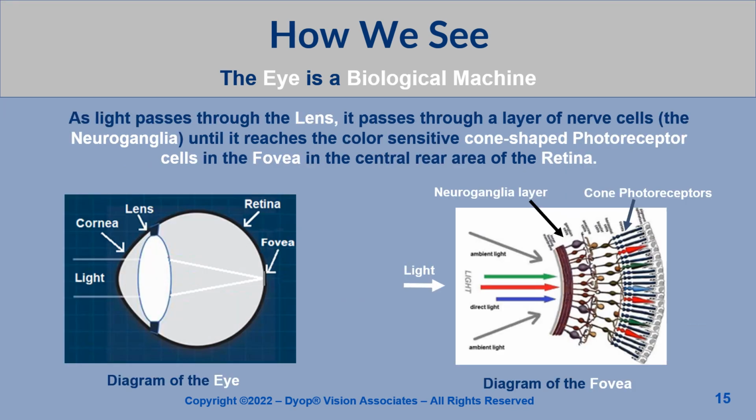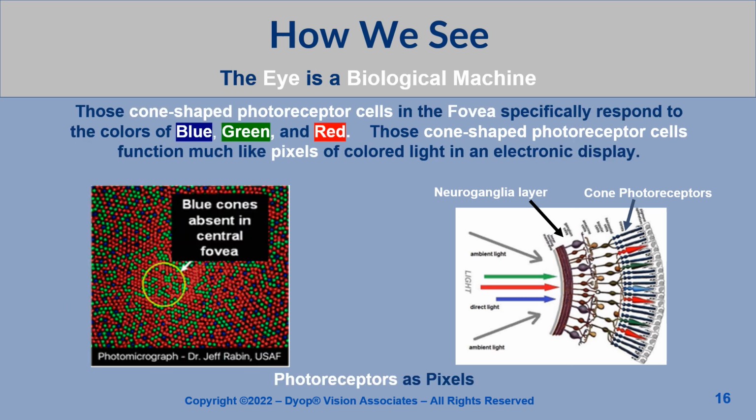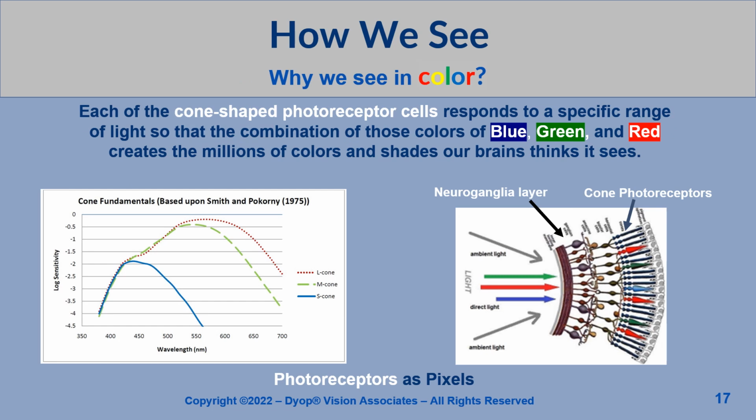As light passes through the lens, it passes through a layer of nerve cells called the neuroganglia until it reaches the color-sensitive cone-shaped photoreceptor cells in the fovea in the central rear area of the retina. Those cone-shaped photoreceptor cells in the fovea specifically respond to the colors of blue, green, and red. Those cells function much like pixels of colored light in an electronic display. Each of them responds to a specific range of light so that the combination of those colors of blue, green, and red creates the millions of colors and shades our brain thinks it sees.